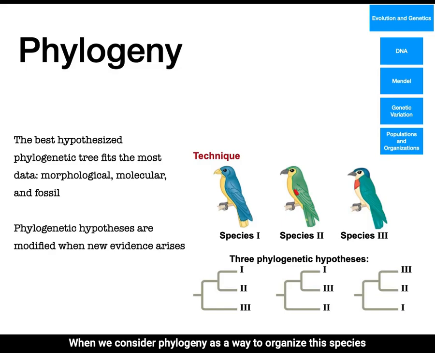When we consider phylogeny as a way to organize the species and the populations, there exists a lot of data that needs to be considered. Phylogenies can be made up of morphological data, like Linnaeus, molecular data, as well as fossil records. The best hypothesized phylogenetic tree fits the most data from the morphological, molecular, and fossil. It's best to think of phylogenetic trees as a hypothesis. Phylogenetic hypotheses are modified when new evidence arises.